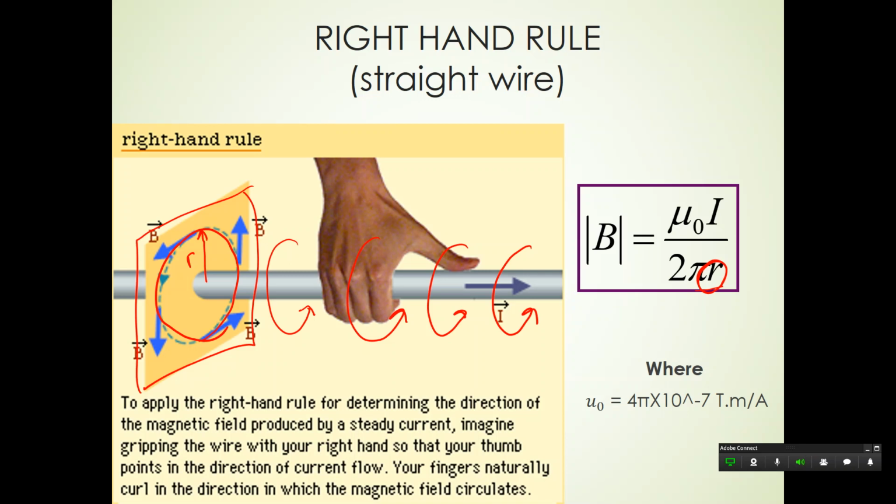So the magnetic field strength is going to go from strong to weak or weak to strong according to this relationship here?